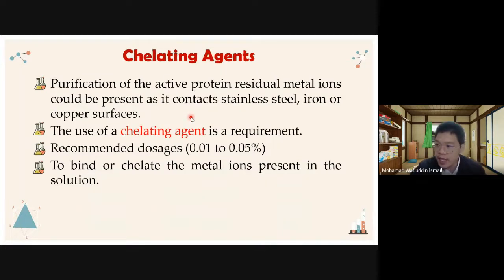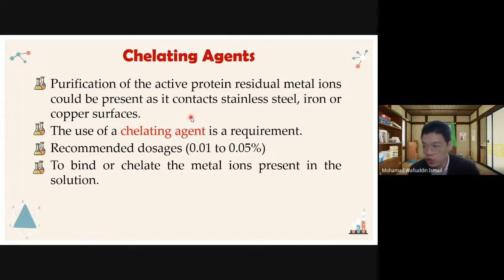Right, and then chelating agent. Residual metal ions could be present if the protein contacts stainless steel, iron, or copper surfaces. It is possible that the protein you want to develop can have residual metal ions. So you must put in a chelating agent to remove these metal ions. The use of a chelating agent is a requirement. The recommended dosage is around 0.01 to 0.05 to bind or chelate the metal ions present in the solution.